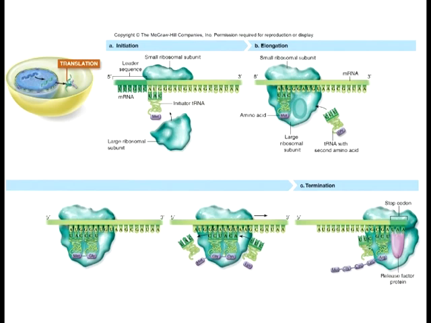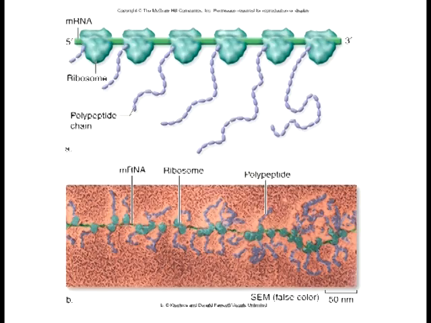So, all proteins have a beginning, a middle, and an end. All codons mean amino acids, a one-to-one relationship, except for the stop codon. It will stop the growing chain and say, you're done. You're done making the protein.